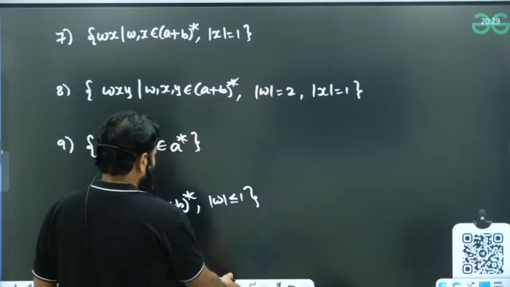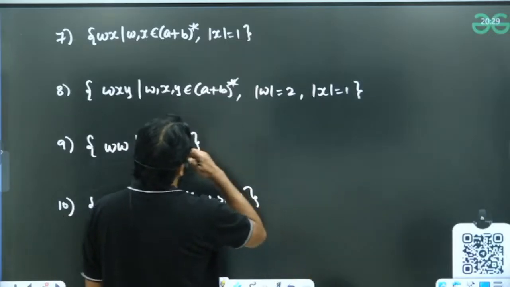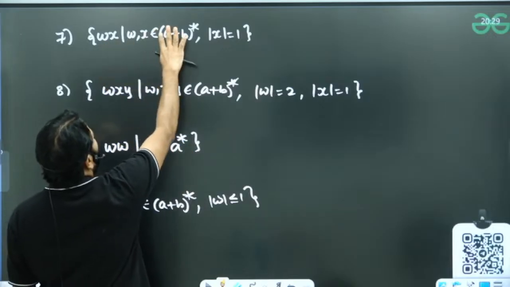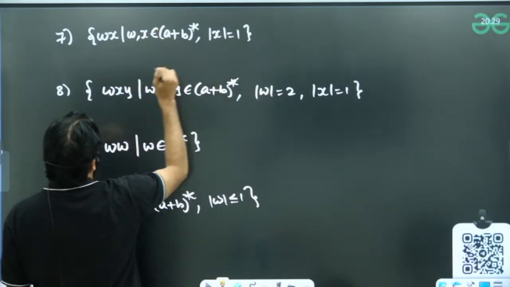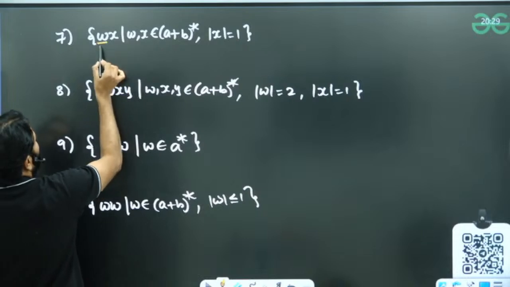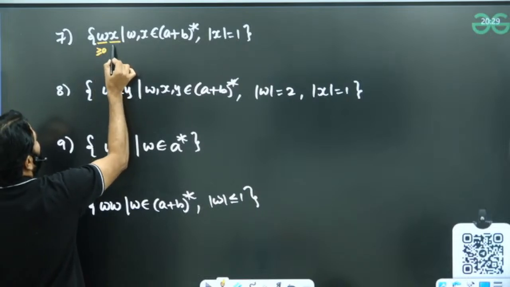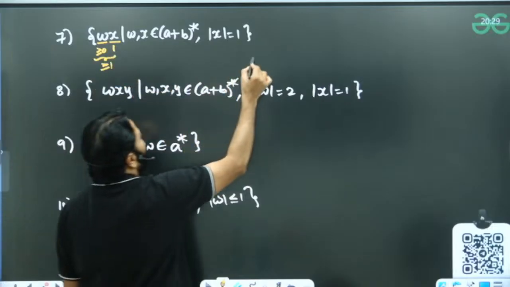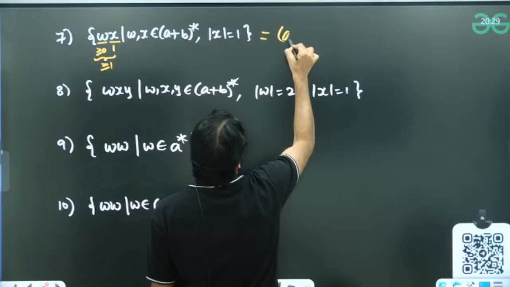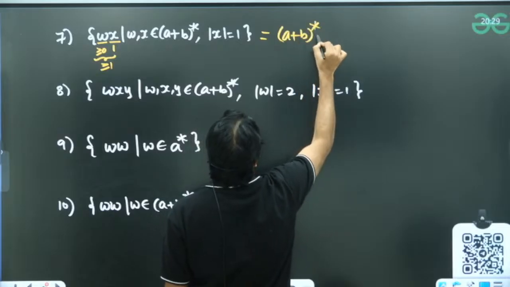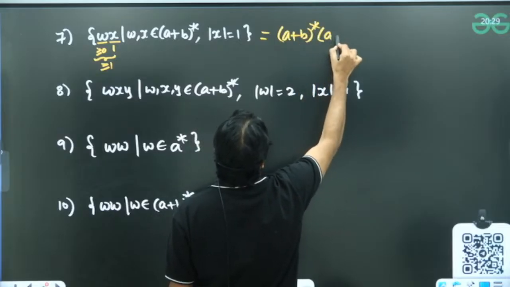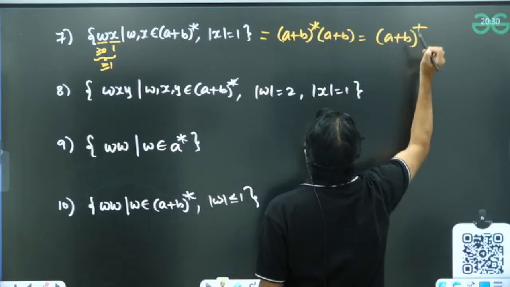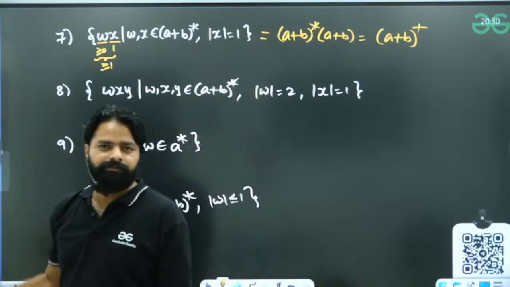Okay, the answer. Now see, W and X both are in A plus B whole star, but X length is restricted to 1. W is not restricted, so greater than or equal to 0 length. X is 1 length. So overall, you will get greater than or equal to 1 length. So simply you can write this is same as A plus B whole star for the W. For the X is just 1 length, so you need A plus B, which is nothing but A plus B whole plus. Able to understand the expression?